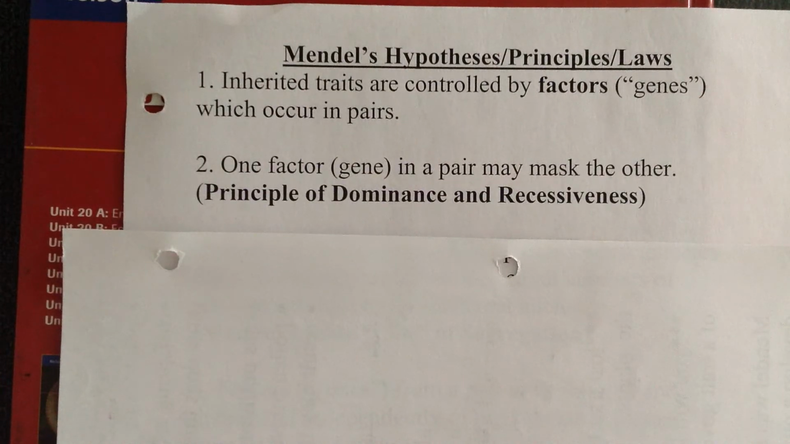One factor or gene may mask the other, and that's exactly what we saw with those pea plants. There was some sort of dominance effect occurring in the process. So this is the principle of dominance and recessiveness. Sometimes a trait could potentially disappear in one of our generations because one of the traits could be dominant and one could be recessive. Recessive means the weaker one of the two, unfortunately. Dominant, like the name indicates.